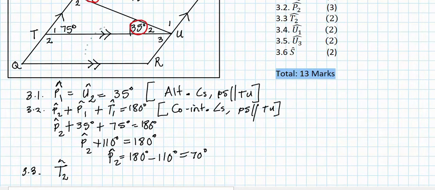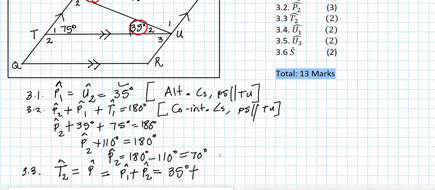So here, I'm going to say T2 is equal to the whole of angle P. How much is angle P? Remember, I found angle P. I know that angle P is made of P1, which is 35 degrees. I know that angle P is made of P2, which is 70 degrees, right? So I'm saying this is equal to P1 plus P2. How much is P1? Right there. P1 is 35 degrees.